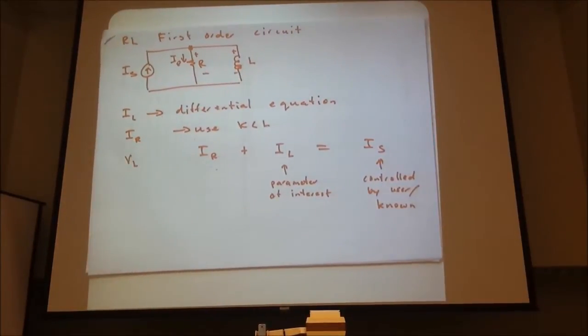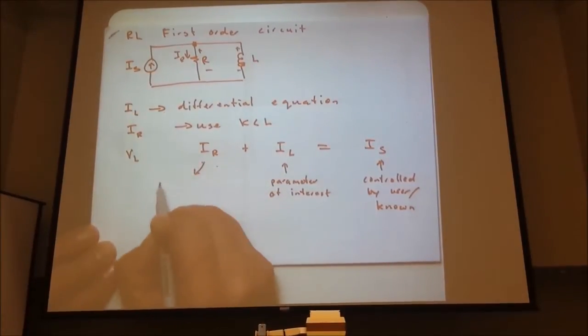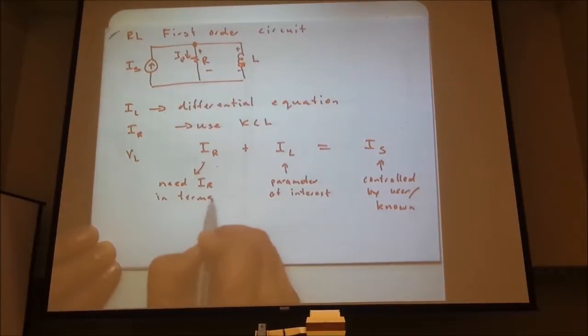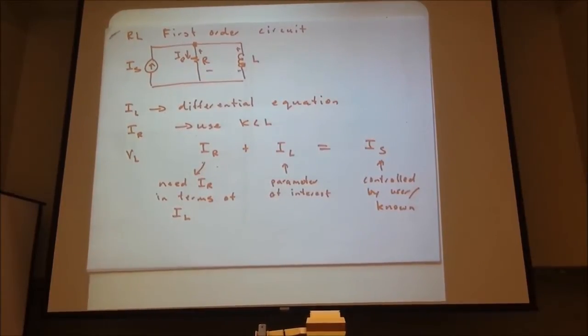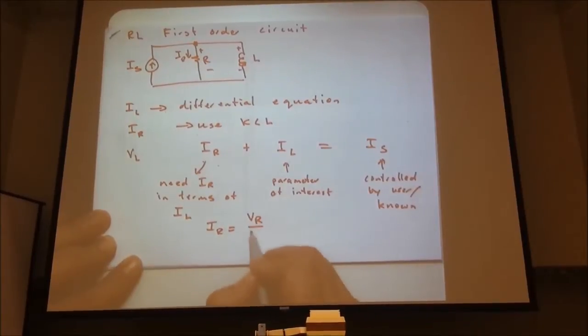You know, it's something that we can use, turn on using a function generator or something like that. And this guy we want to get rid of. Need IR in terms of IL. So what relationship holds? Well, there's always one fallback expression. IR equals what? No, not 0. V over R. So IR by Ohm's law, VR over R.